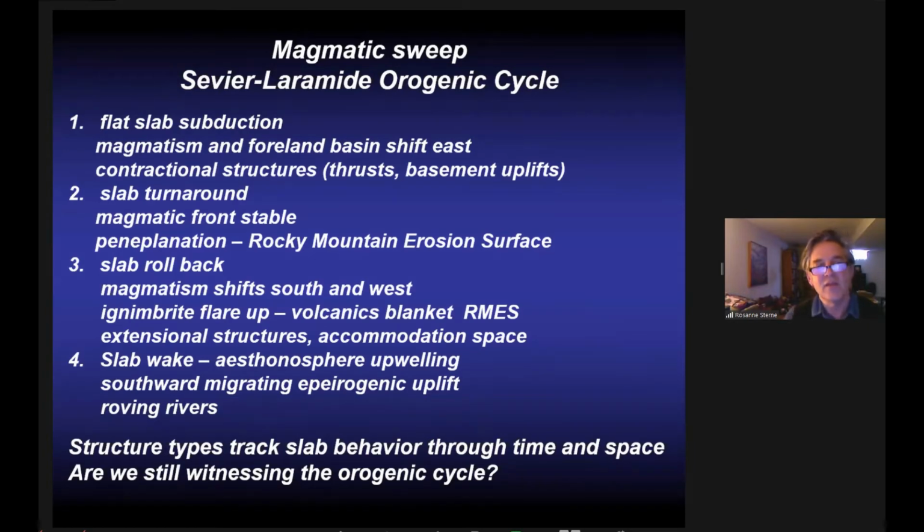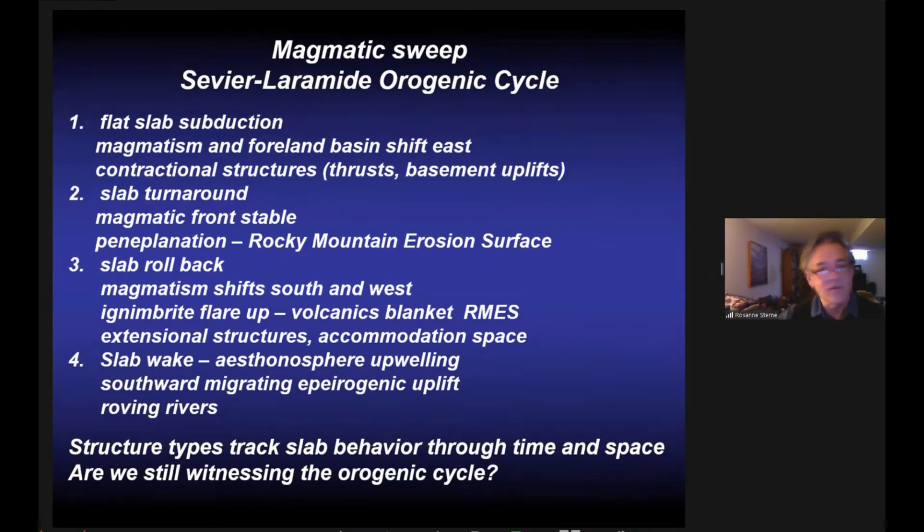We then get this slab turnaround, and you can think of this point as that Farallon plate basically stalled out. It's not changing its geometry, and it's still subducting at a high rate, 500 kilometers per 10 million years or something like that. But it's starting a relatively structurally quiescent period. So the magmatic front is stable. This is when I think we get the peneplanation and the development of the Rocky Mountain Erosion Surface.